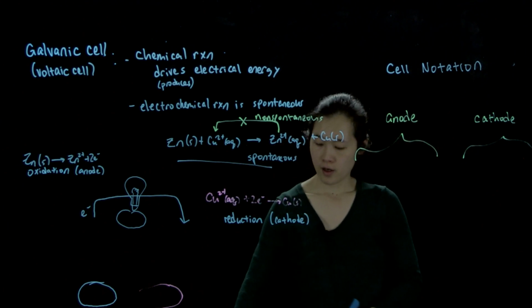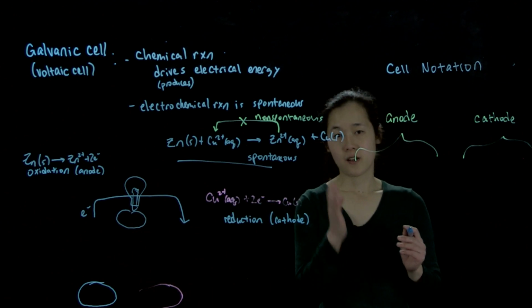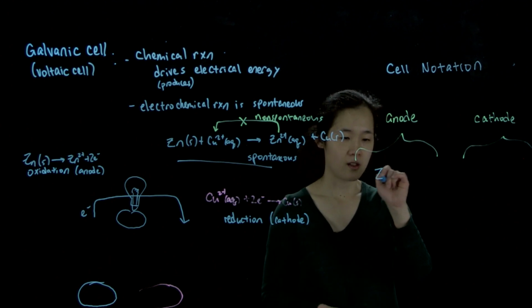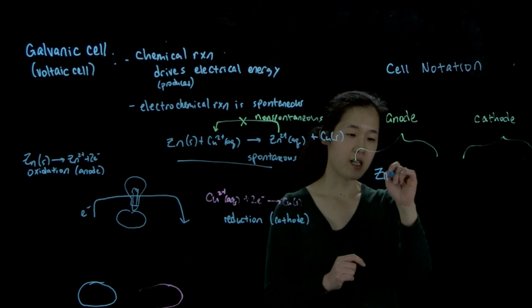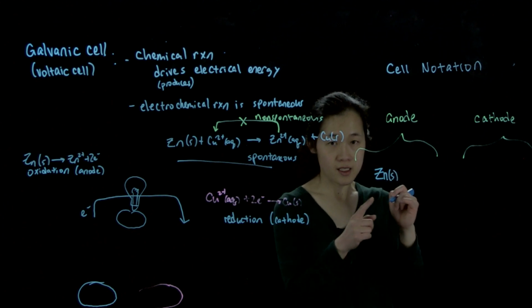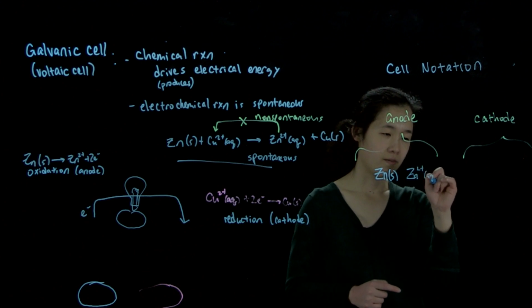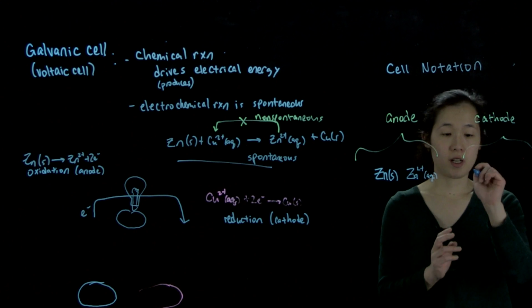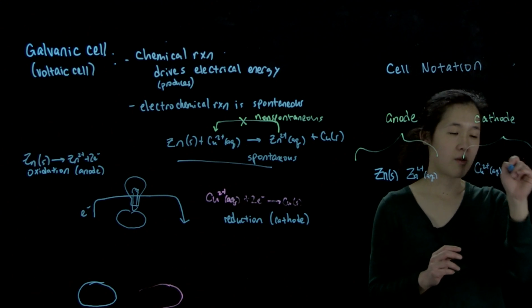So for this galvanic cell that we just talked about, the anodic reaction is the oxidation of zinc metal to zinc ions. We don't need an equation this time. We can just write the two different components. So zinc, solid, is getting oxidized to aqueous zinc ions. And then for the cathodic reaction, copper 2+ ions are getting reduced to copper metal.